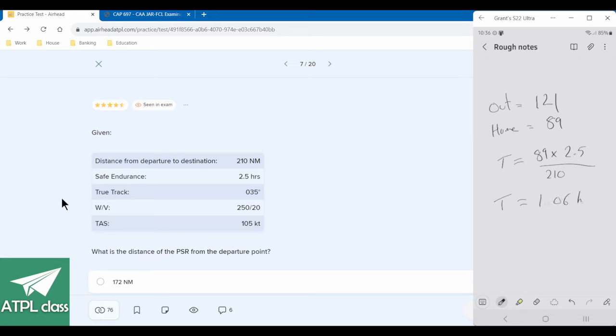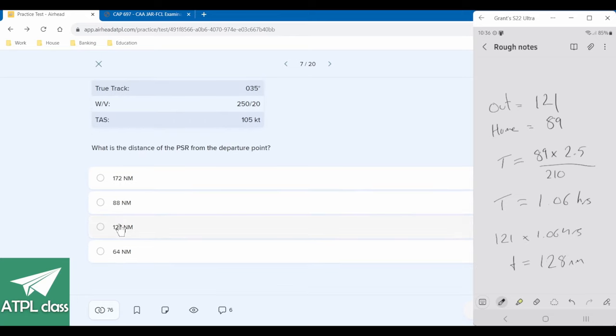1.06 hours. And then we want to work out the distance. So quick speed distance time, the speed from the departure point, so it's going to be our outbound speed, 121 knots for 1.06 hours gives us our distance. It should give you about 128 nautical miles. 127, we'll go for that.